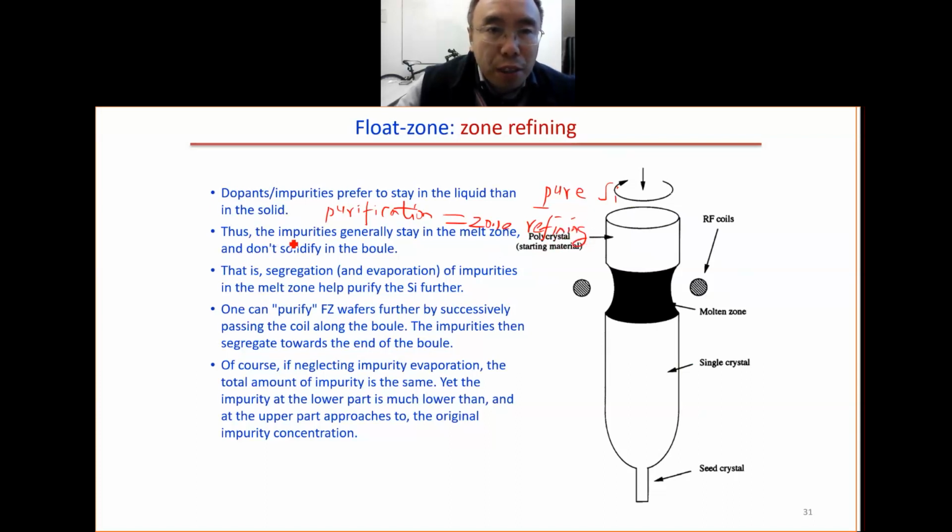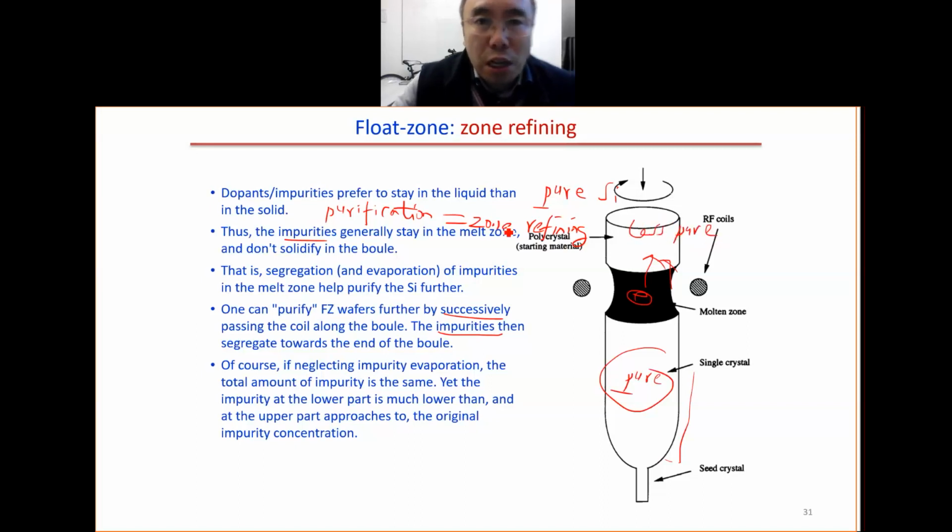This happens because the impurities prefer to stay in the melt zone. As a result, if we do this multiple times, with successive passes, we pass the melt zone one time, then we come back again, then we pass another time, many times. Then the impurities will all be collected into this melt zone, into the liquid. As a result, in the end, this part here will be very, very pure. Far away, this part here will be less pure. So this is called zone refining.